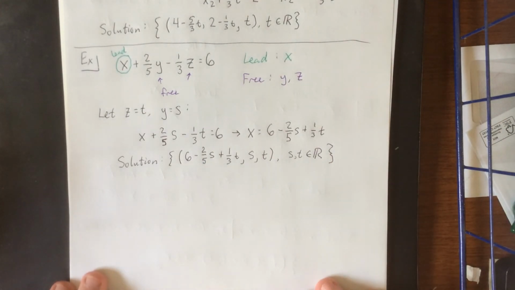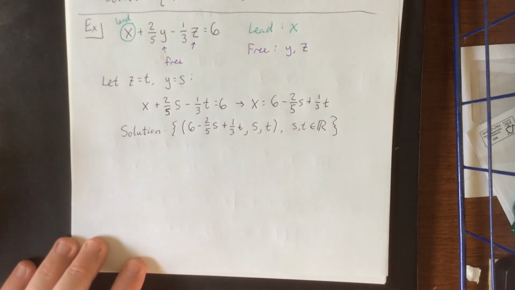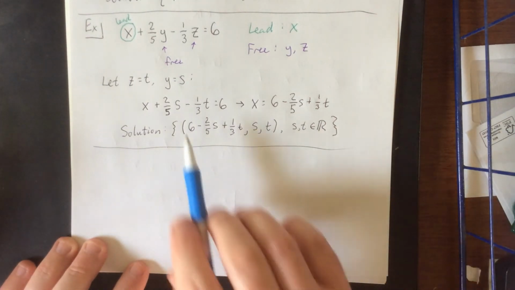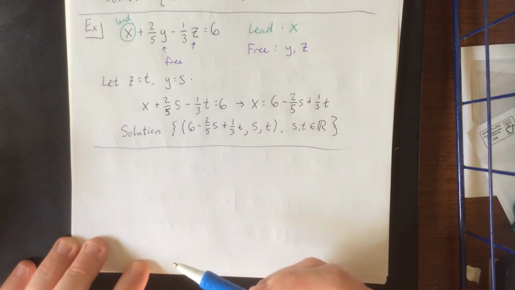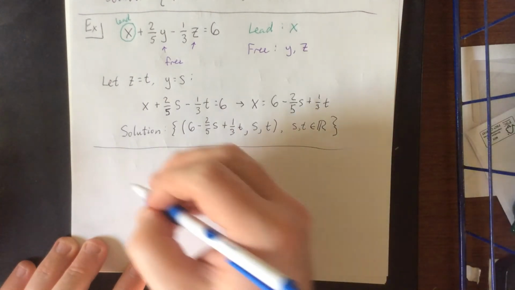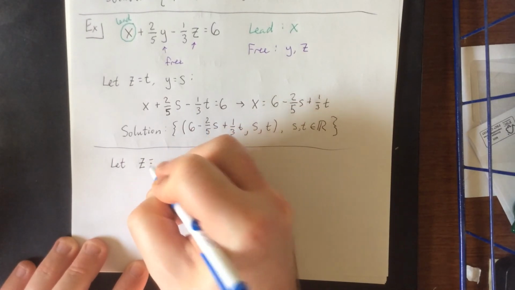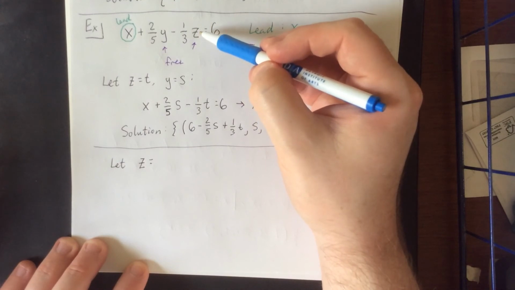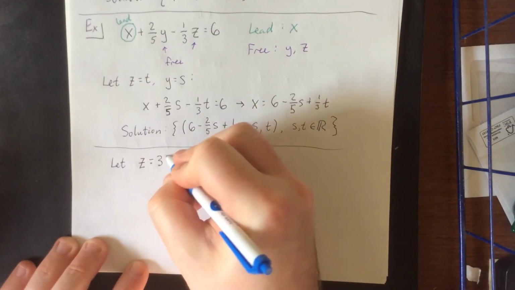Now, if you're like me and you're not a huge fan of fractions, there is something else that you can do here to make this a little bit easier. So, second possible solution is to note that because we have fractions in here, it is possible to define our free variables in such a way where we can clear out some of those fractions. So, for example, z has a coefficient of 1/3. It'd be really nice if z were a multiple of 3. So rather than calling it just t, we could call it 3 times t.